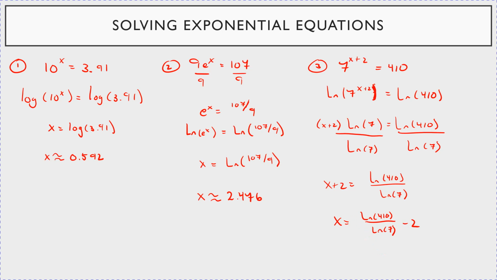And so that is the exact solution. X is equal to the natural log of 410 divided by the natural log of 7 minus 2. But let's plug it into our calculator and get an approximate solution.